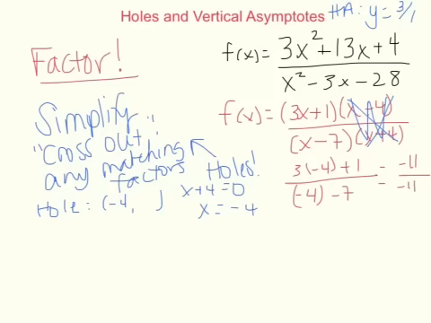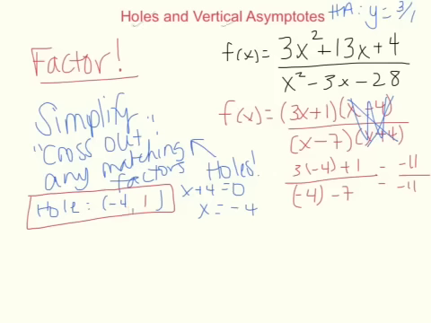-4 minus 7 is -11. So that's -11 over -11 is 1. So I have a hole at -4, 1 on my graph. So I'd go to that ordered pair and that would be where it didn't exist. So that's finding a hole.